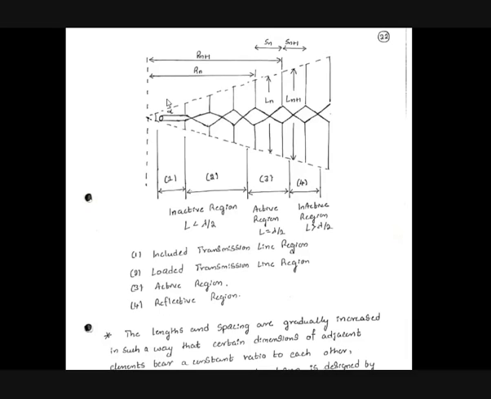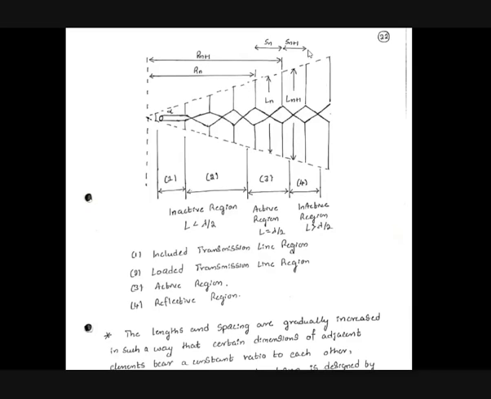Now, the lengths and the spacings are gradually increased in such a way that the ratio remains the same. That is, if I take the ratio of Rn divided by Ln, the ratio remains the same.